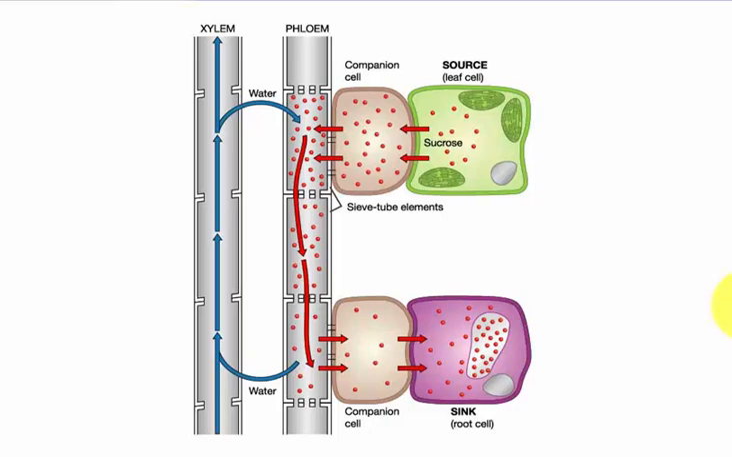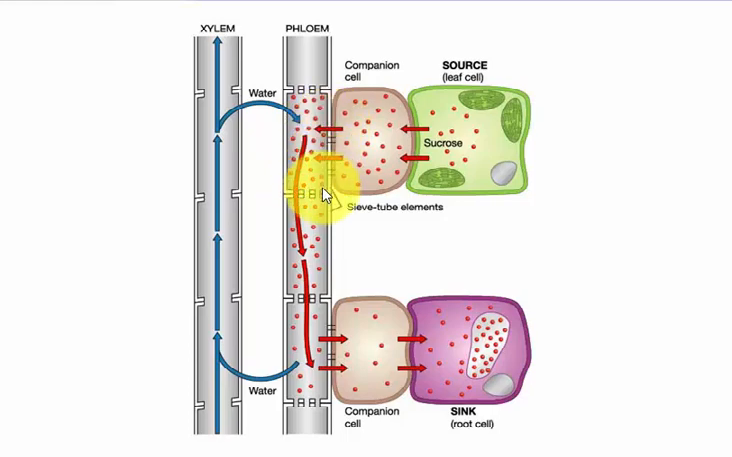Movement of organic molecules in plants. The leaf is the source of sucrose. Sucrose enters the phloem in the leaf, increasing the concentration of sucrose solution in the phloem. Water moves from the xylem to the phloem because of the higher concentration of sucrose in the phloem. This movement of water results in an increase of pressure in the phloem.